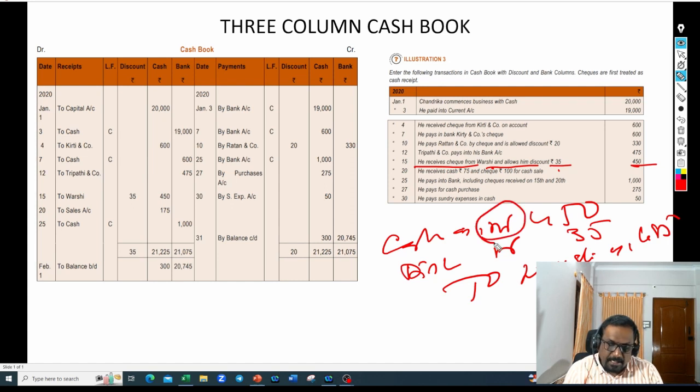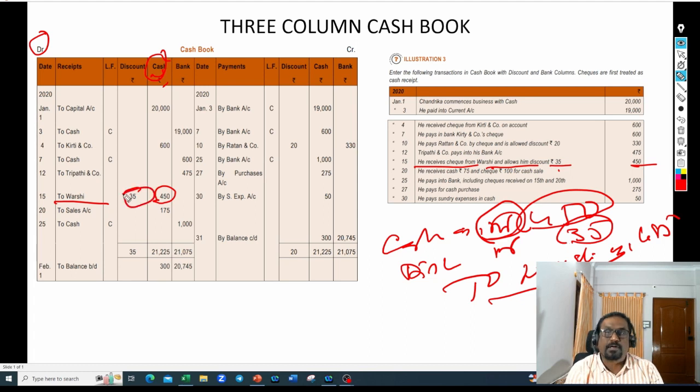Cash account is debited, so on the debit side you need to write, and you need to put this amount in the cash column. So to Varshi you need to write. 450 you need to put in the cash column, and 35 you need to put in the discount column.